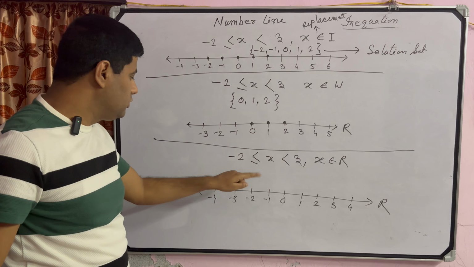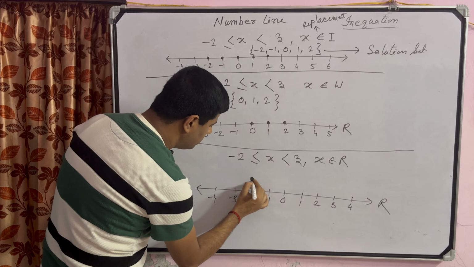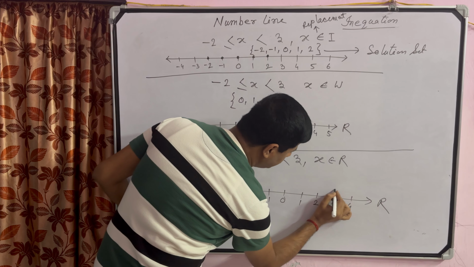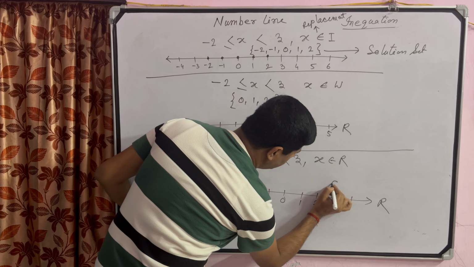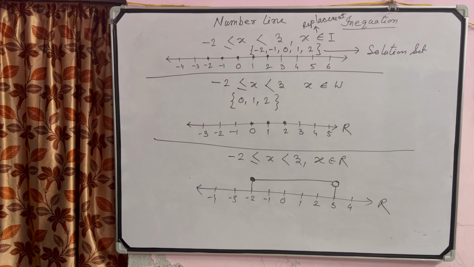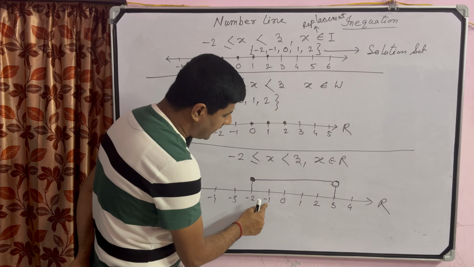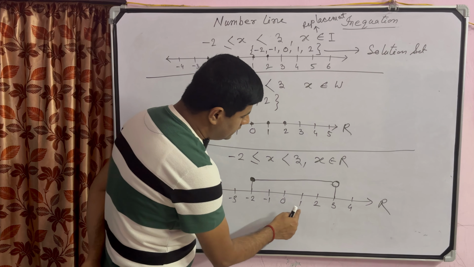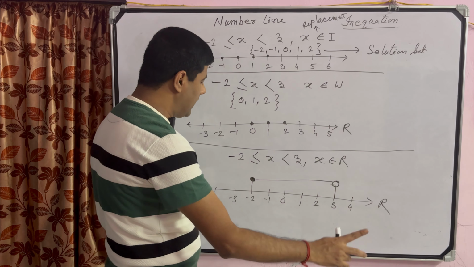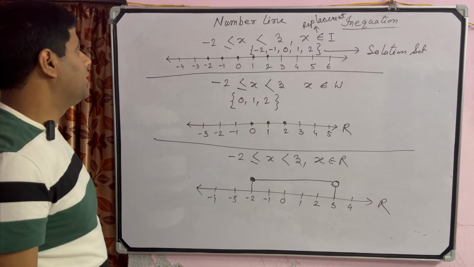Now because -2 is included, I'll put a line just above the -2 and we color it fully. Okay, and because 3 is not included, you just put a circle, but it should be a hollow circle, right? And then I will connect both of them. This will be the solution of this one, because it's a real number. It is showing that all the values in between -2 and -1, or -1 and 0, or 0 and 1, or 1 and 2, or 2 and 3, overall -2 to 3, all the real values will be correct, including -2. Okay, so this is a way you can draw the number line.